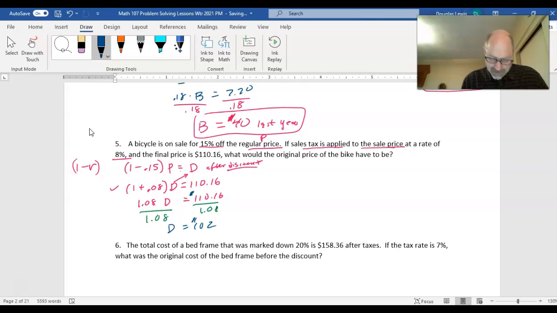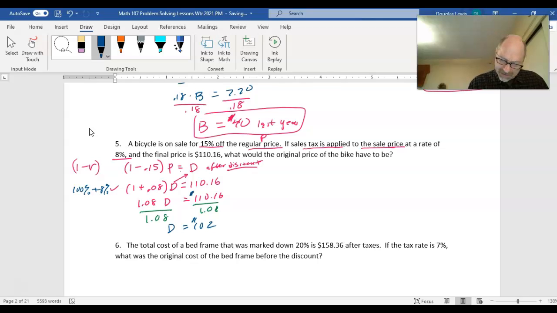I want to make a point about something. Why is 1 plus 0.08 equal to 1.08? Remember, the 1 really stands for 100%. So what it means is you're paying 100% of the discounted price, plus you're paying 8% more. So the final cost is more than the discounted price, obviously, right? 1.08 times D. And that gives us D equals 102.